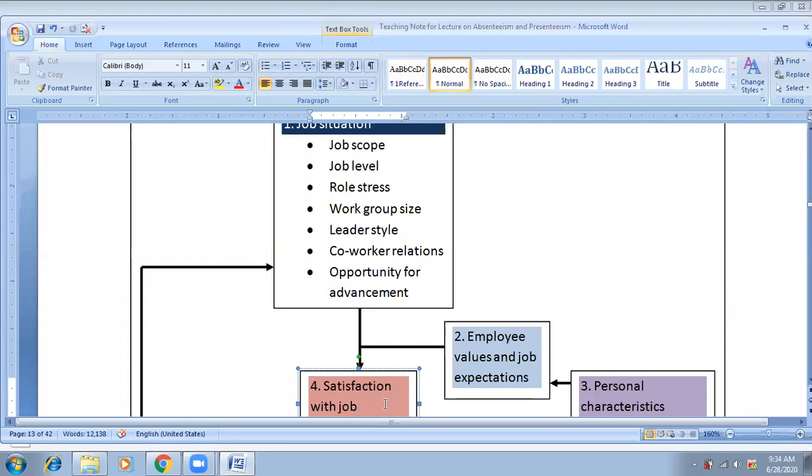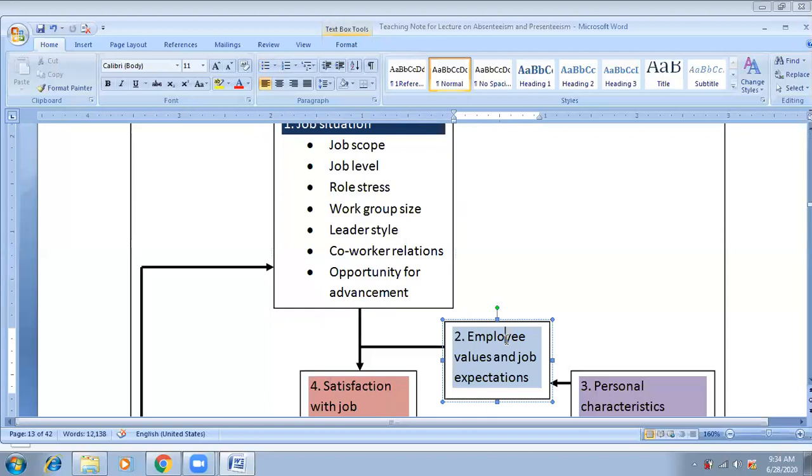Job situation. Assume opportunity for advancement is high in your organization. Then as far as this matter is concerned, your satisfaction with the job is high. So that means, because there is high opportunity for advancement, your satisfaction should be high with the job. But it doesn't happen because of a mismatch of this.